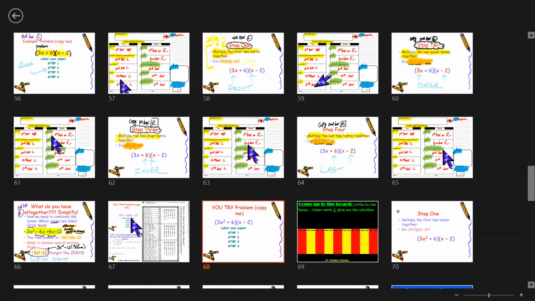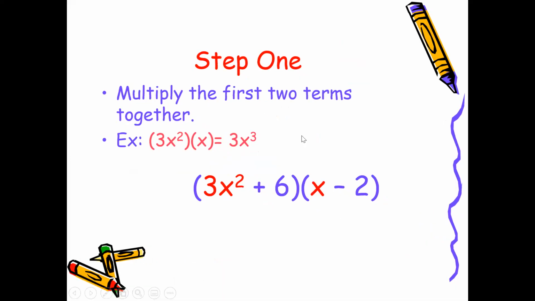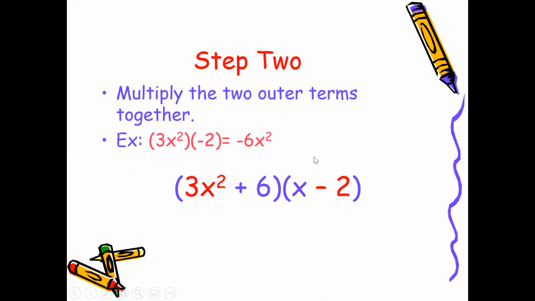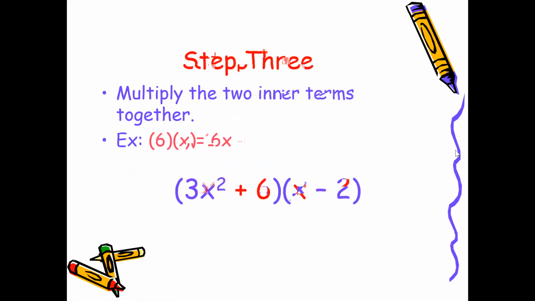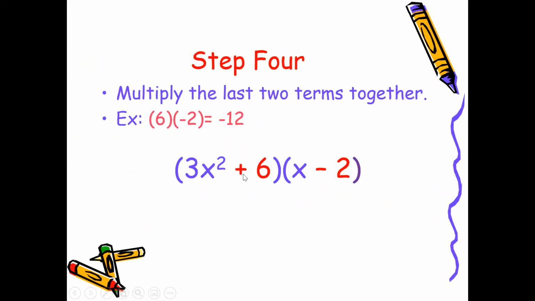Now, if you want to go over this one more time, we can go over it together one more time. So first step, first, you get 3x cubed. O stands for outer. These are the two outside terms, which is negative 6x squared. Step 3 is inner, so terms on the inside, that's going to give you a 6x. And then, of course, last, which is 6 and negative 2, and that's a negative 12.